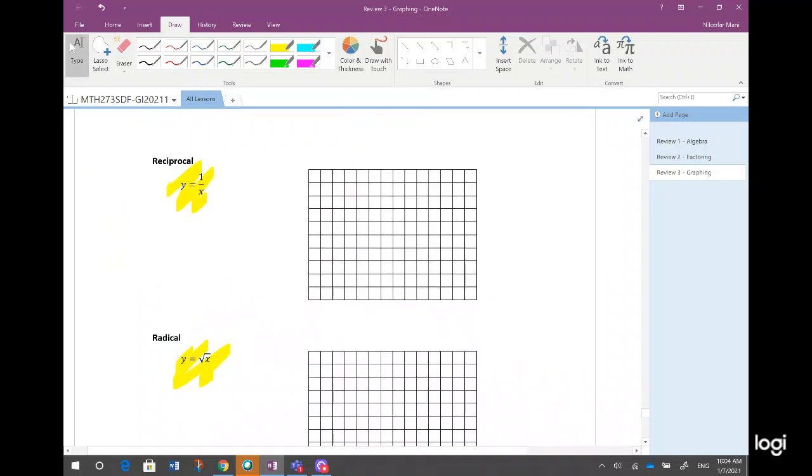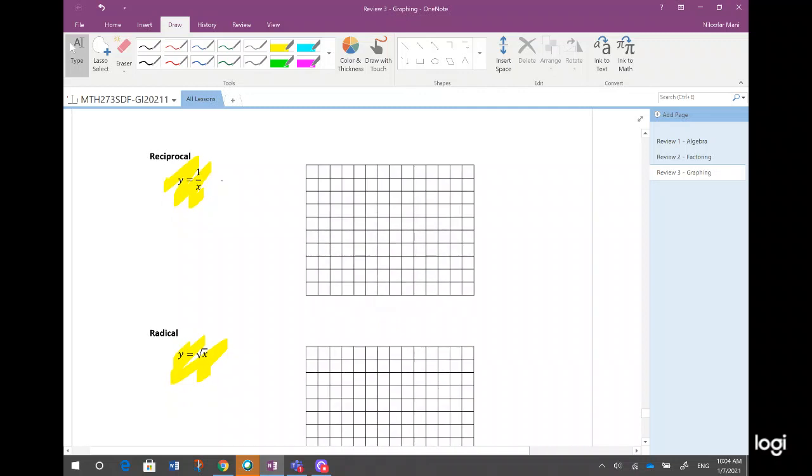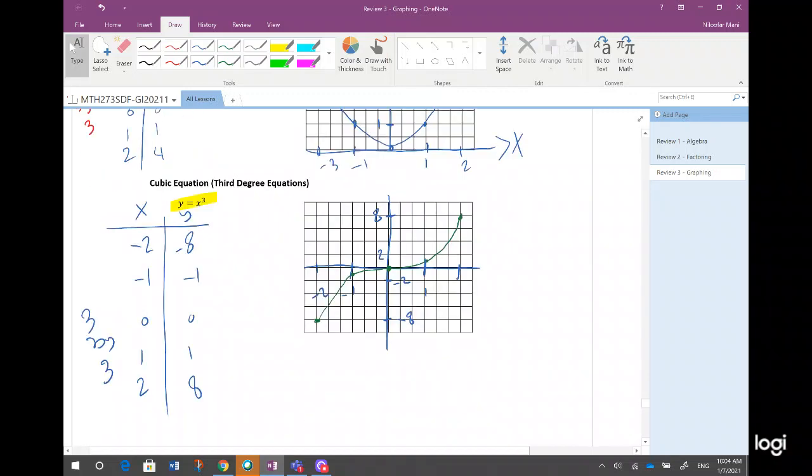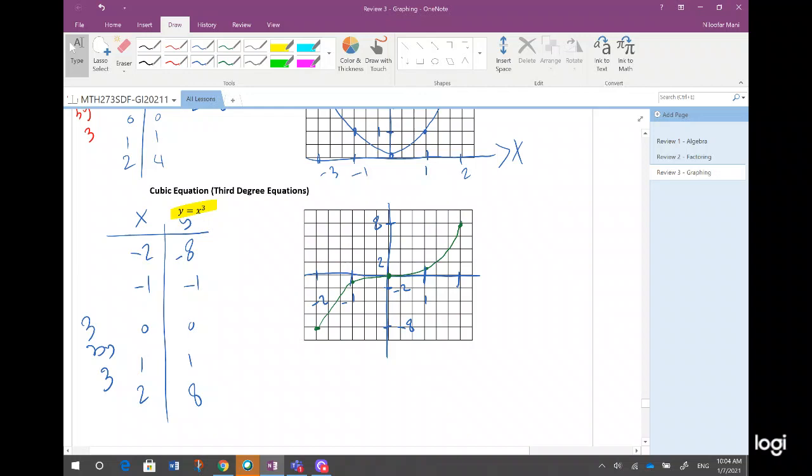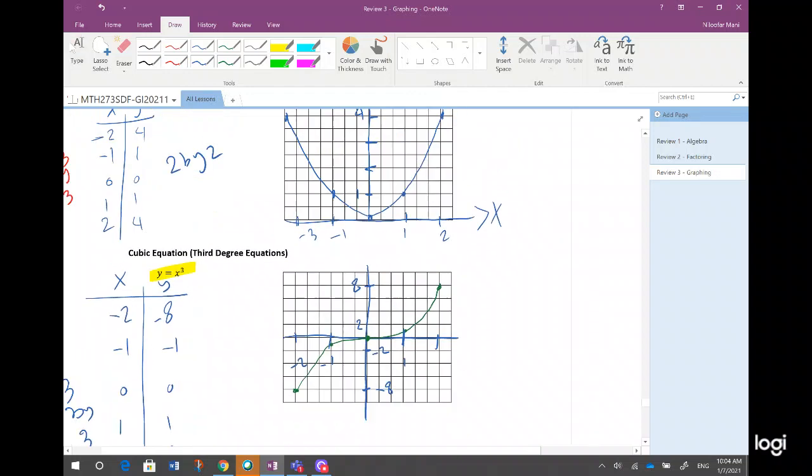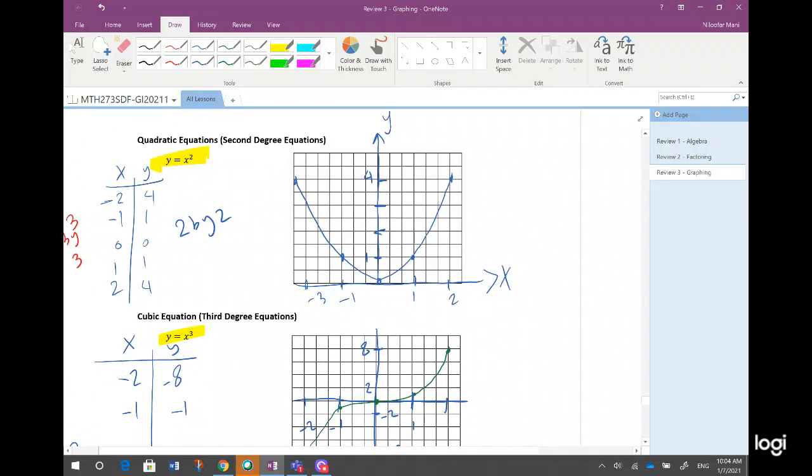Okay, so y equals 1 over x. Does it go from 0 and 0? No, I cannot choose 0 for x. That's not my domain. Listen, that's not my domain. So here my domain is R. I can choose any value for x here. So my domain is R.